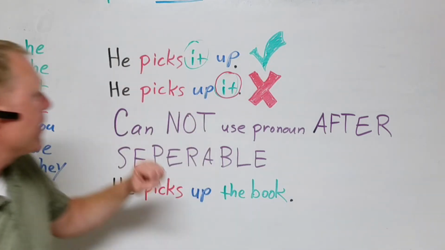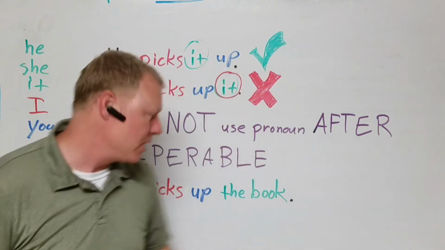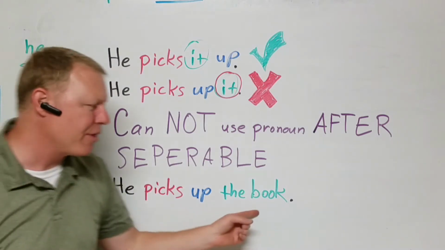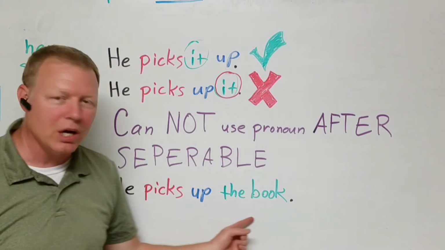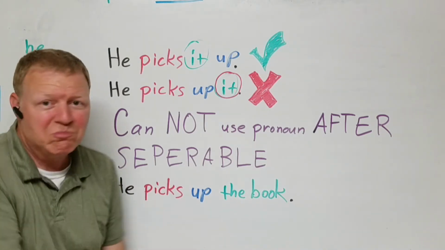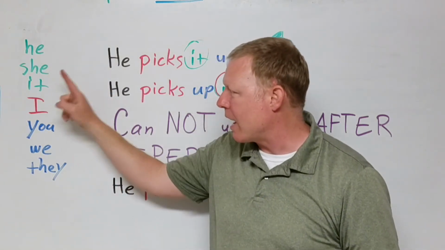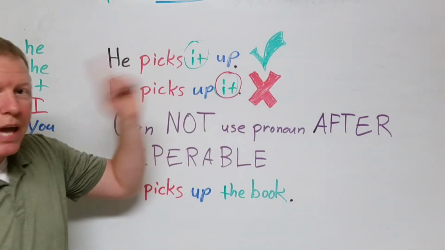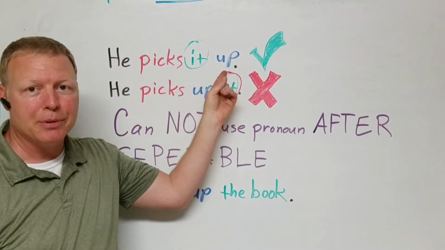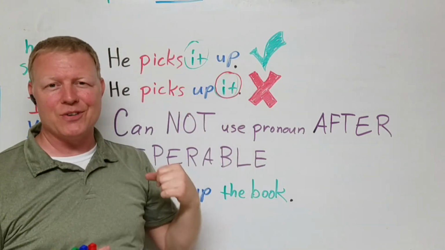Let's look at one here. What if we pick it up? Remember, the meeting is it. The book is it. He picks up the book, or he picks the book up. Both, no problem. You can put it at the end, you can put it in the middle, easy. However, if the book becomes a pronoun, it, then you can say he picks it up. It can go in the middle, no problem. That's great, that's where it goes.